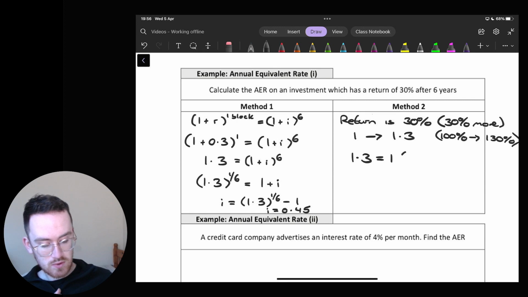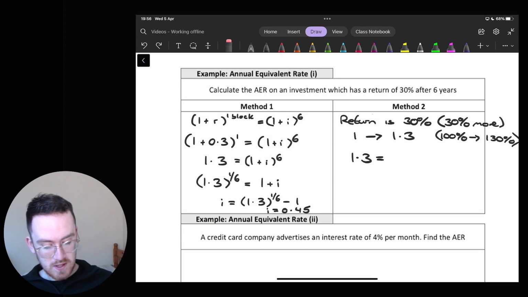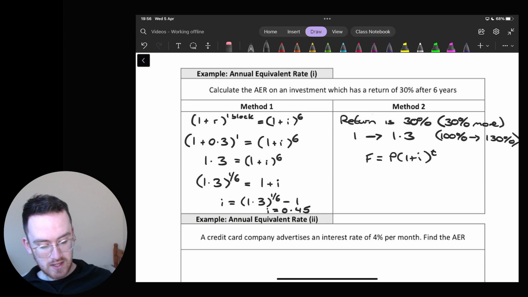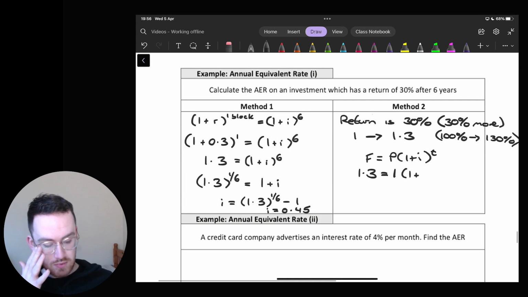My original value is 1, so I'm using, oh sorry, I'm using here my original formula. Let's rub that out again. So I'm using my original formula here, which is F is equal to P(1 plus I) to the power of t. My final value has to be 1.3 times my original value, which we'll just say is 1. So 1.3 equals 1 times (1 plus I), we don't know what I is, to the power of 6 years.